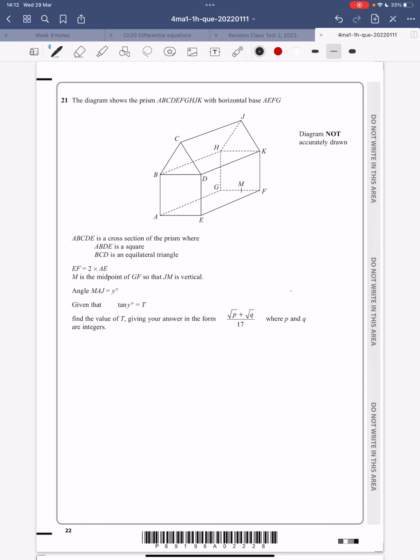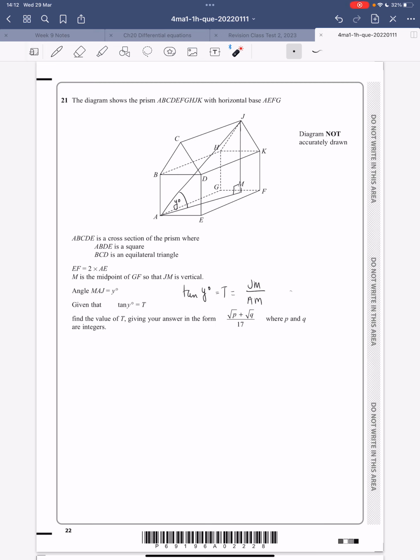Let's do something with this. M to A to J is Y, and JM is, where does it say JM's vertical? Okay, so that means there's a right angle triangle there. Tan Y, and Y is here. So tan Y degrees is T, and this is the length of JM divided by the length of AM, because it's opposite of Y divided by adjacent to Y.